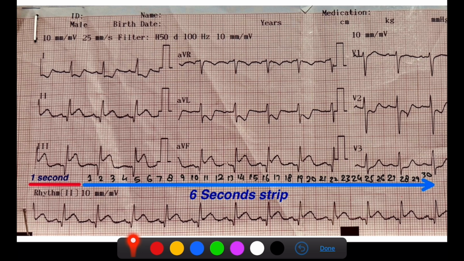Look at this ECG. Here, 5 large boxes make 1 second and 30 large boxes make 6 seconds. And this is called a 6-second strip.